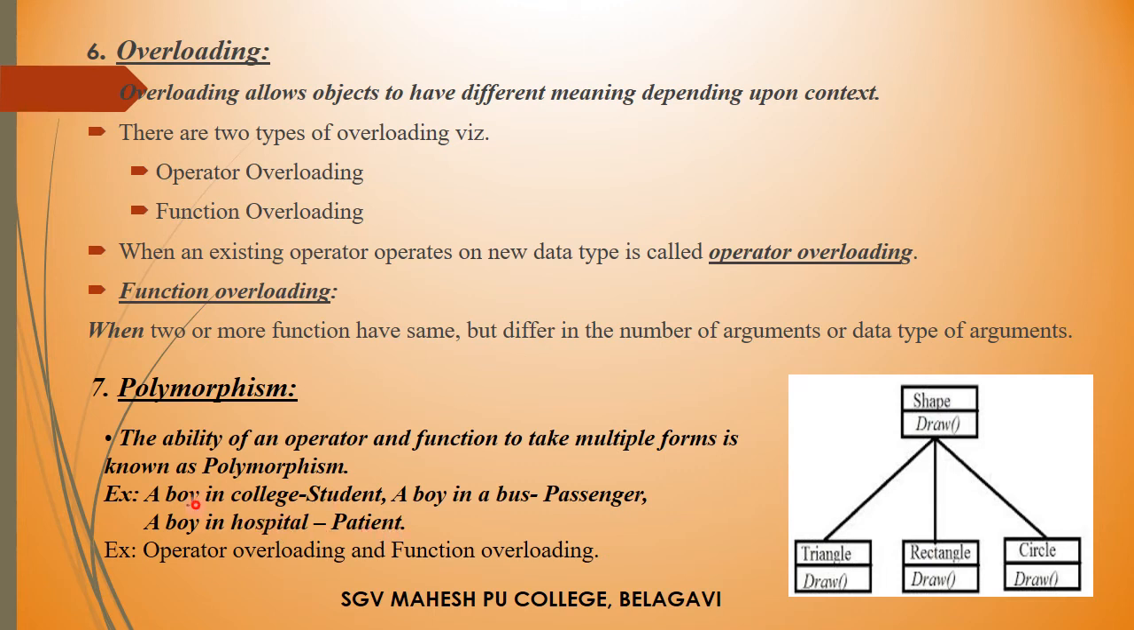So if you look at this polymorphism concept, the same boy is behaving as a student, as a patient, as a passenger, depending upon the scenario. So such a concept is called polymorphism.